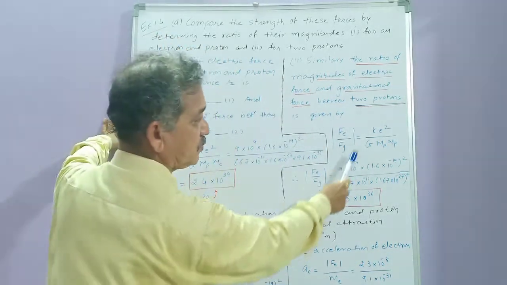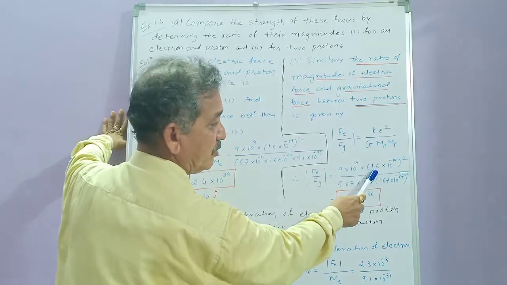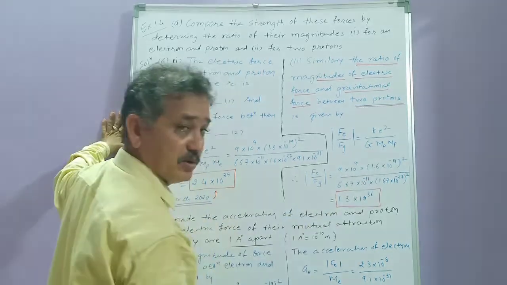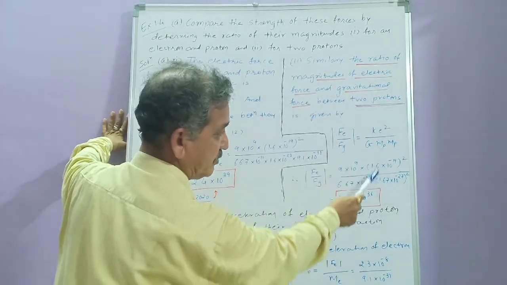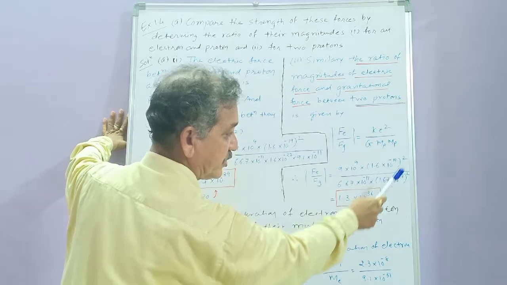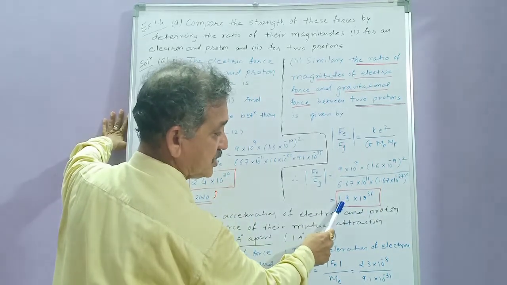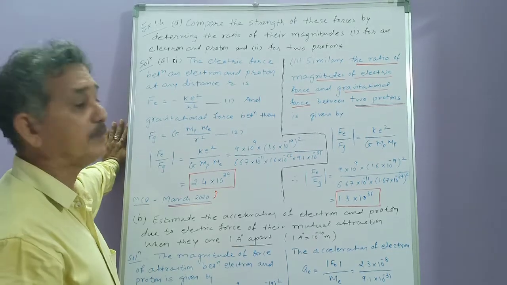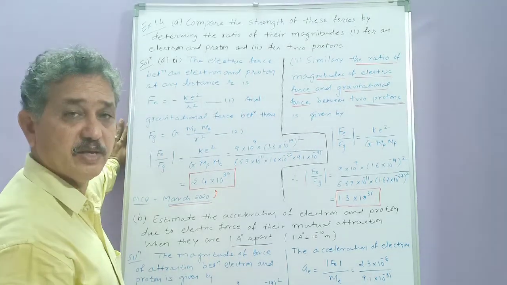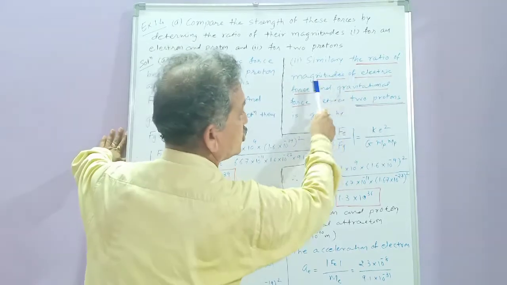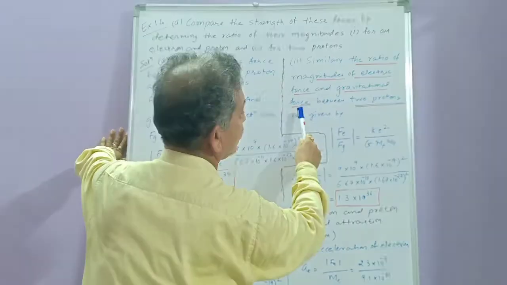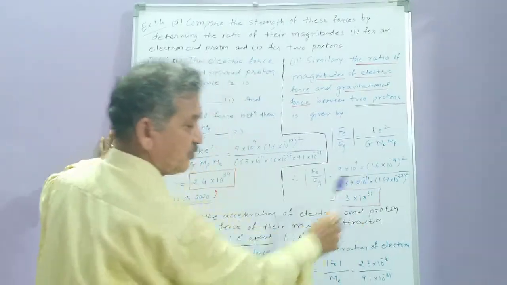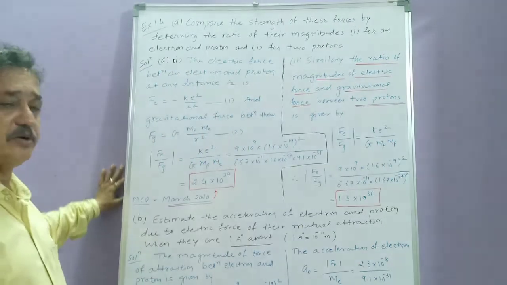Substituting all these values for k, 9 into 10 raised to 9, into 1.6 into 10 raised to minus 19, charge of electron and proton being same. In the denominator, value of capital G, value of mass of proton 1.6 into 10 raised to minus 27. The answer is 1.3 into 10 raised to 36. So here again an MCQ can be asked. What will be the form of the MCQ? The ratio of the magnitudes of electric and gravitational force between two protons is dash. So how much is the answer? The answer is 1.3 into 10 raised to 36.